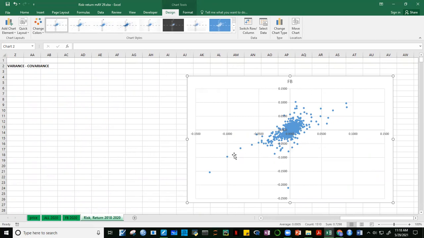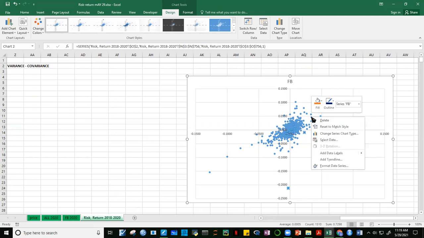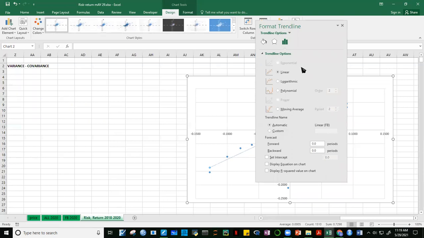Okay. How do we measure risk of Facebook relative to the market? The riskiness of an asset relative to the market is measured by what we call beta. Okay, so beta is the relative movement of your asset compared to the market. And we can do that by this one. Okay. So click any point here, add trend line. Okay, add trend line and then linear and then set equation on chart.